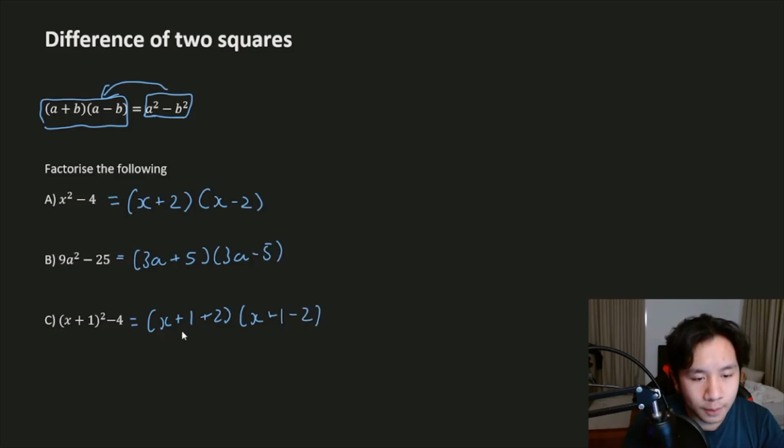And then we can simplify this a bit more, because we can do plus 1 and plus 2 here, so that is just x plus 3. And the same thing with this one, you can do plus 1 minus 2, which should give you minus 1. All right, that's the difference of two squares.